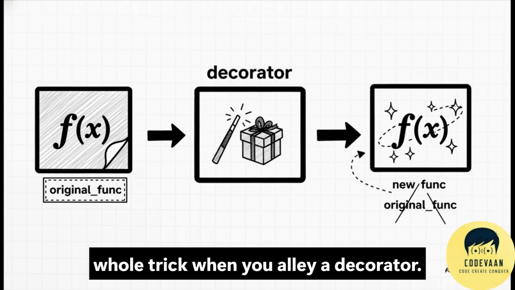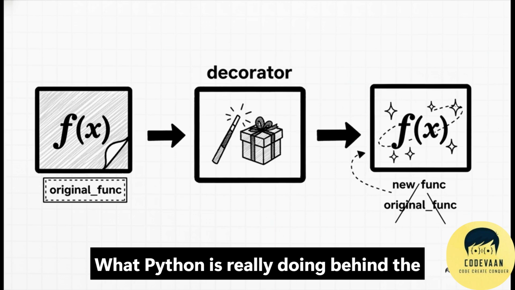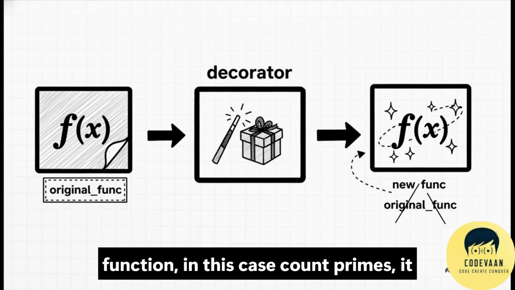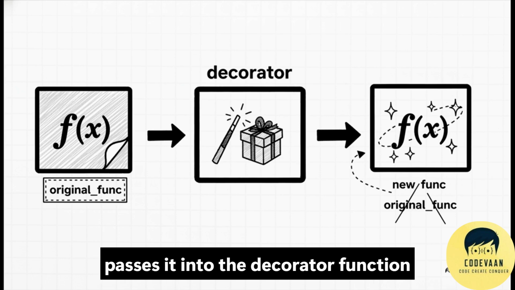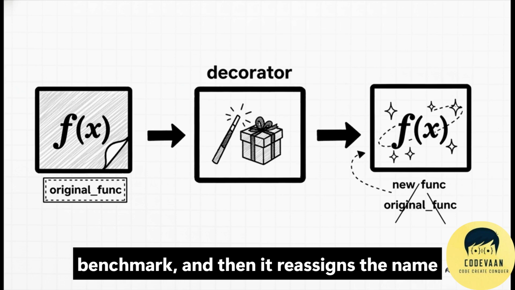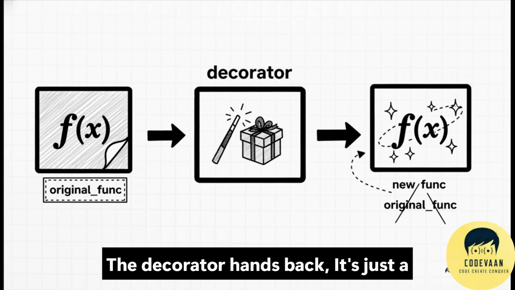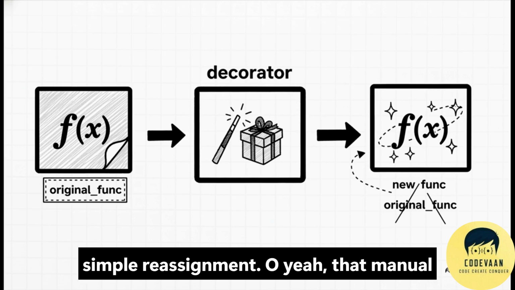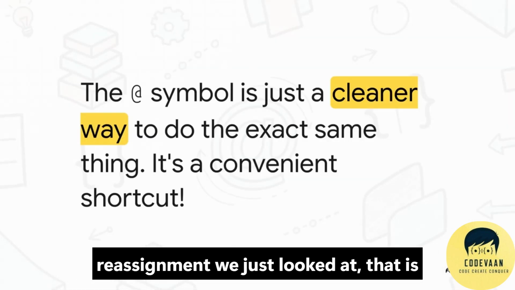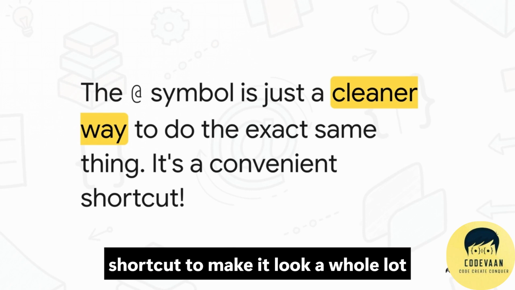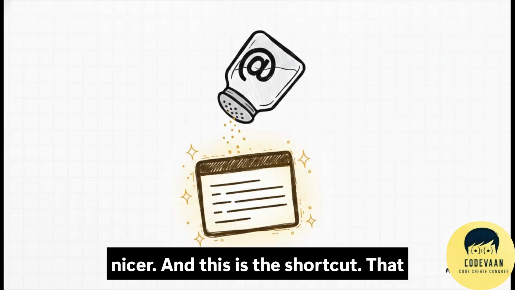When you apply a decorator, what Python is really doing behind the scenes is this. It takes your original function, in this case, count_primes. It passes it into the decorator function, benchmark, and then it reassigns the name count_primes to whatever new function the decorator hands back. It's just a simple reassignment. So yeah, that manual reassignment we just looked at, that is the decorator. Everything else is just a shortcut to make it look a whole lot nicer. And this is the shortcut.